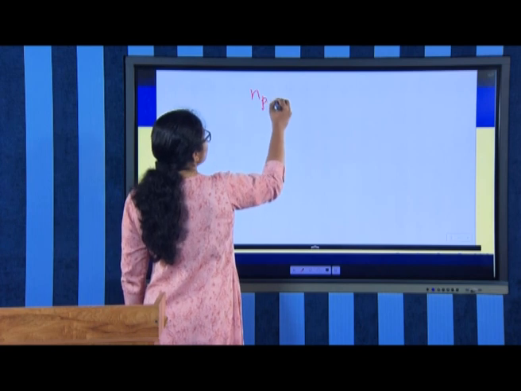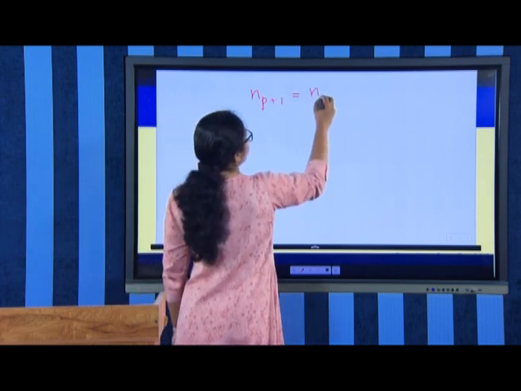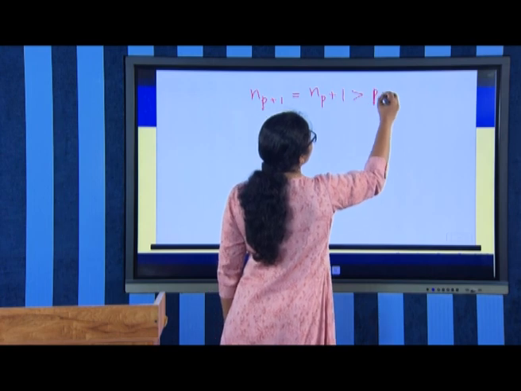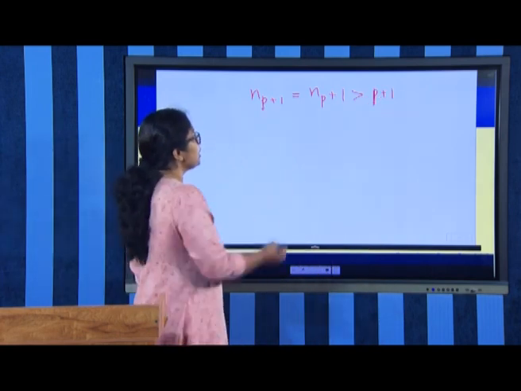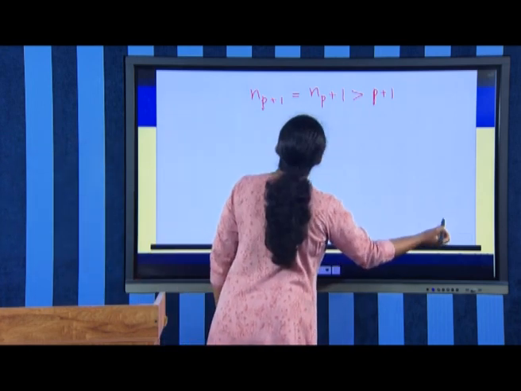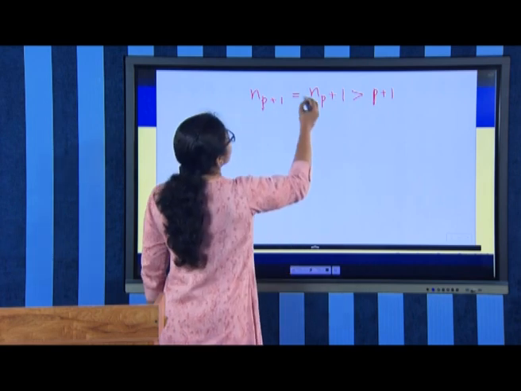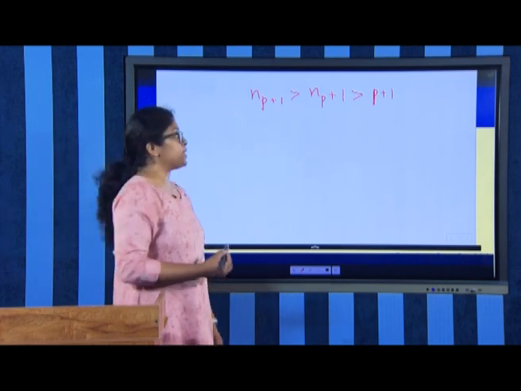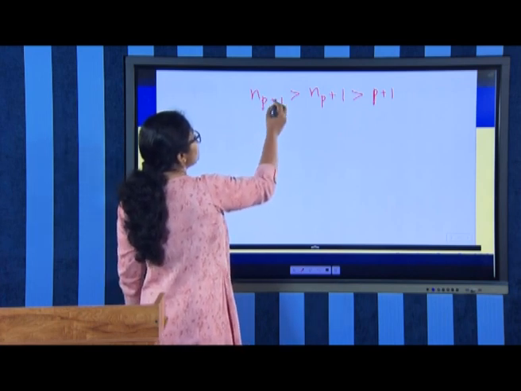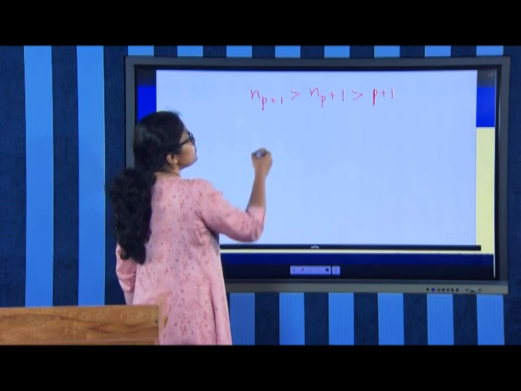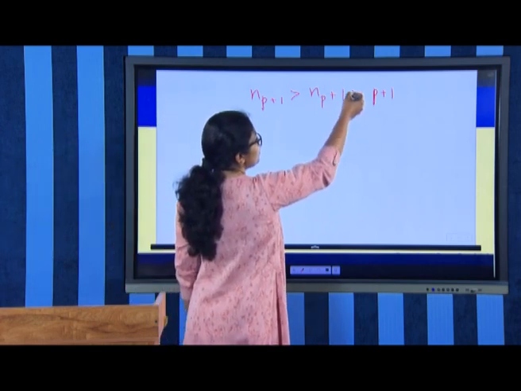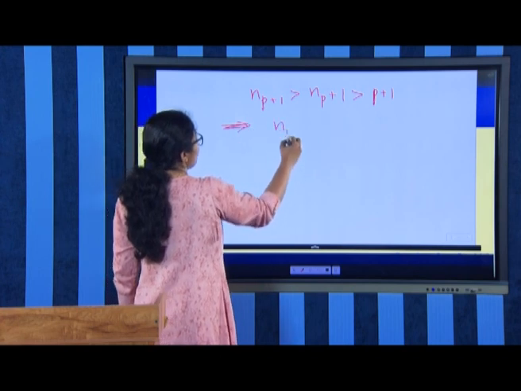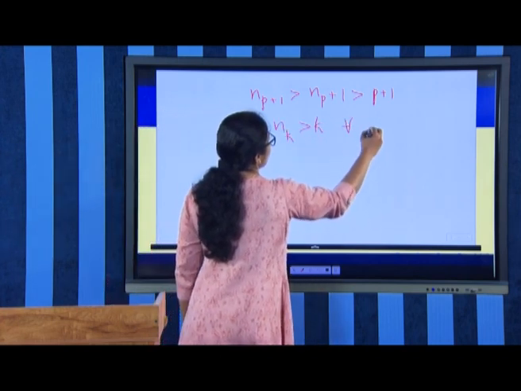So n_{p+1} is greater than np, and np is greater than p, so n_{p+1} is definitely greater than p plus 1, because we are having the (p+1)th term in the subsequence, and that is greater than the pth term. These are the suffixes we are dealing with, and that is definitely greater than p plus 1. This shows that nk is greater than k for every natural number k.